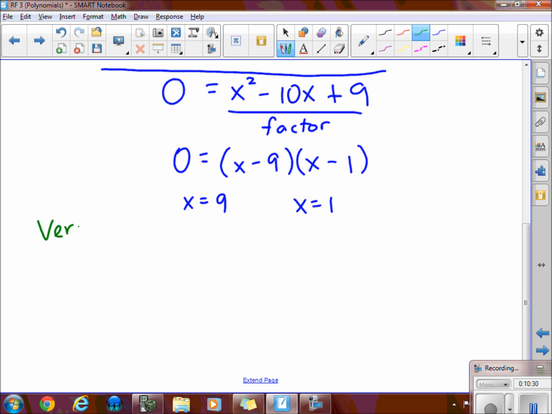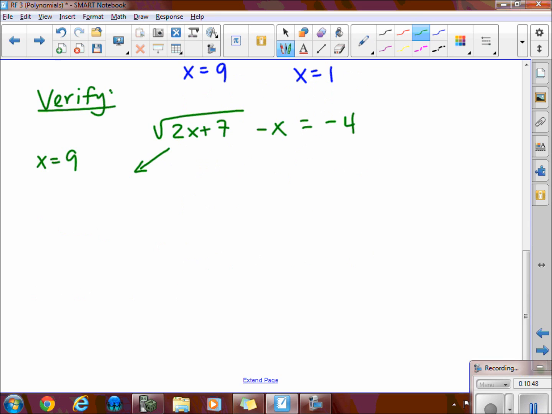So to verify, we go back to our original equation of the root of 2x plus 7 minus x equals negative 4, and we verify both of these individually. So the first one we're going to verify is x equals 9 and see if this works. So we substitute a 9 in for the x in both places. We want to see if that would equal negative 4.